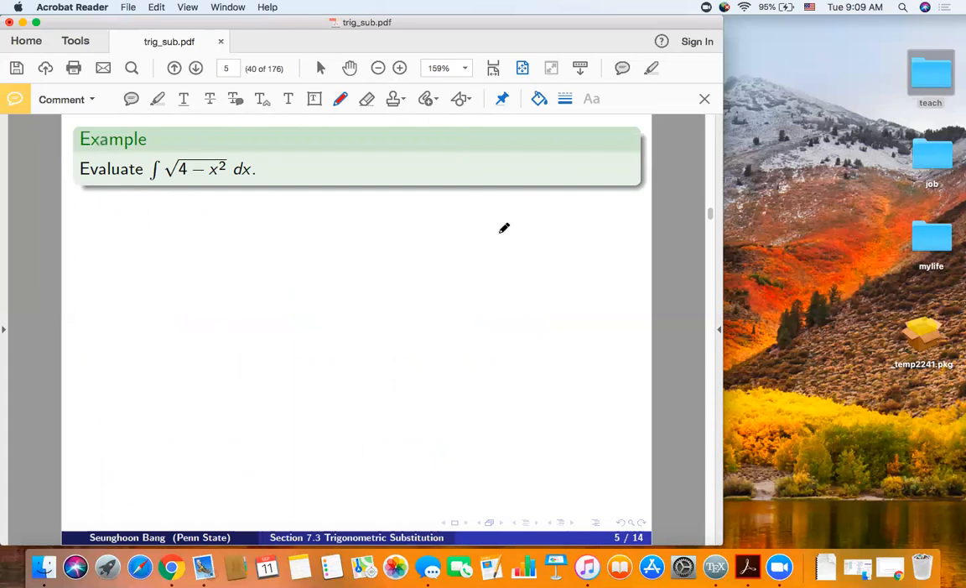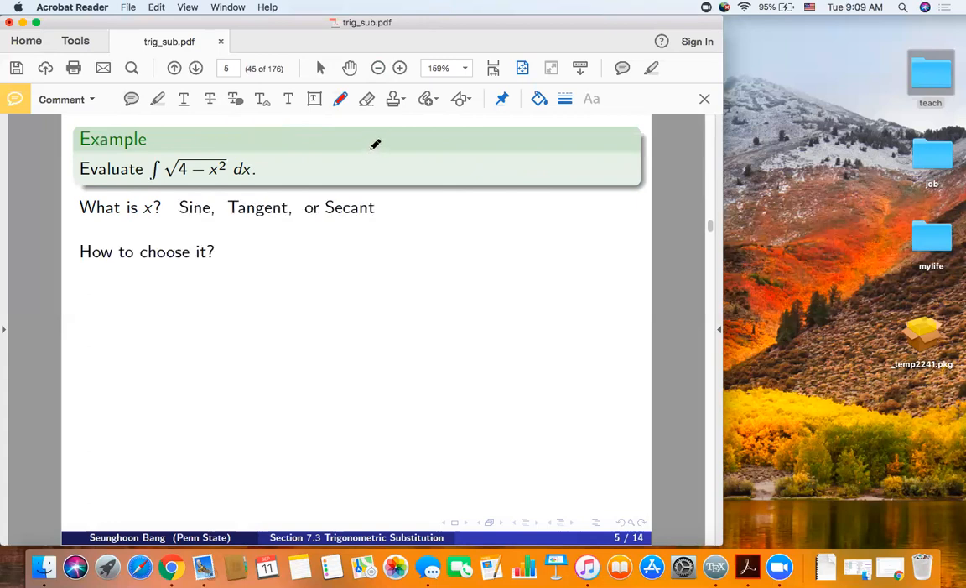The integral of the square root of 4 minus x squared dx. So what is x? You can choose. Do you remember the previous one? x is g of theta. So this is like a sine function, tangent function, or secant function. How can you choose?